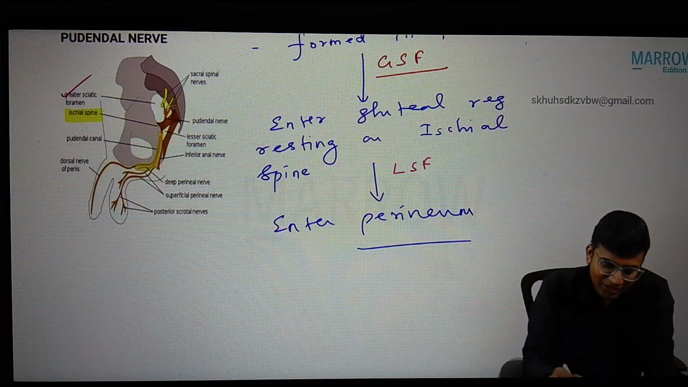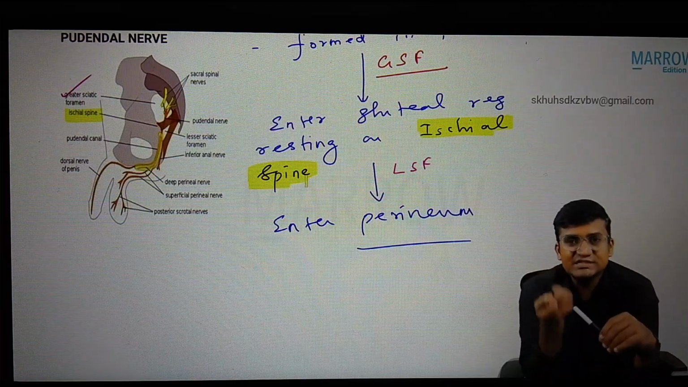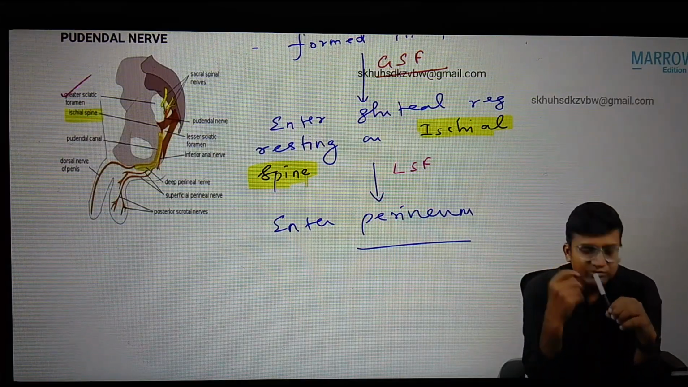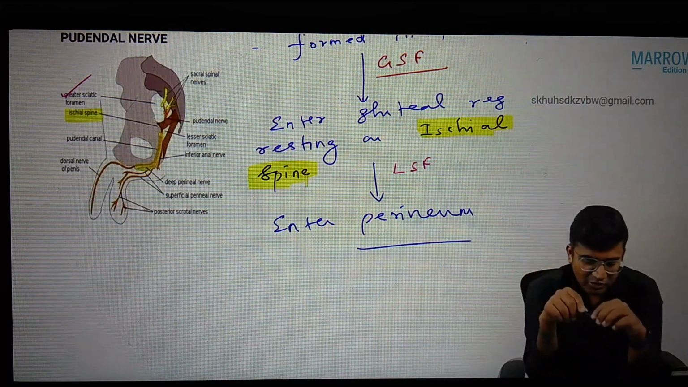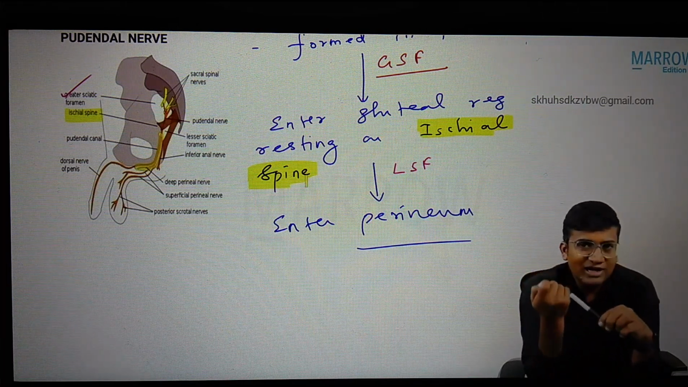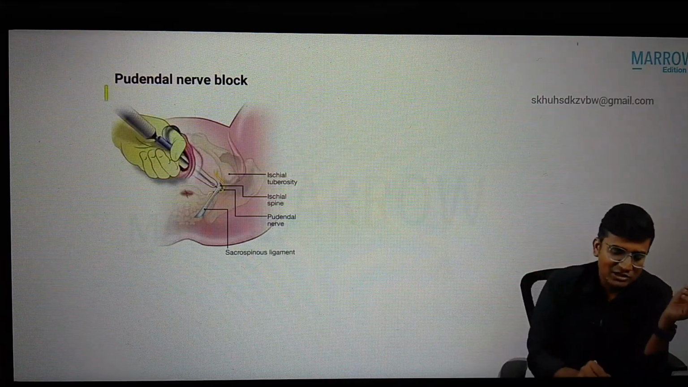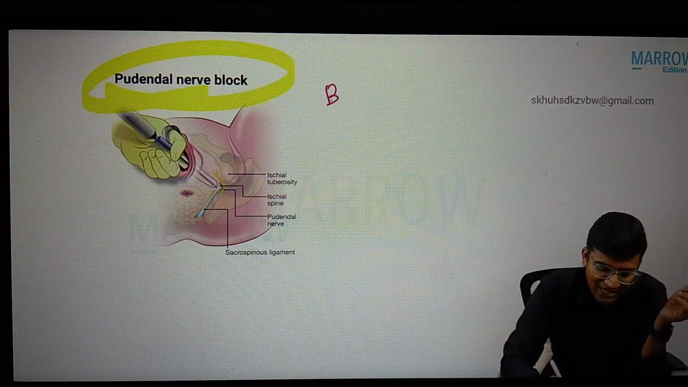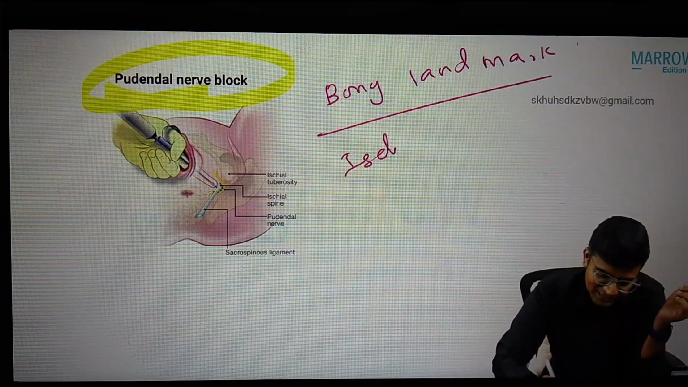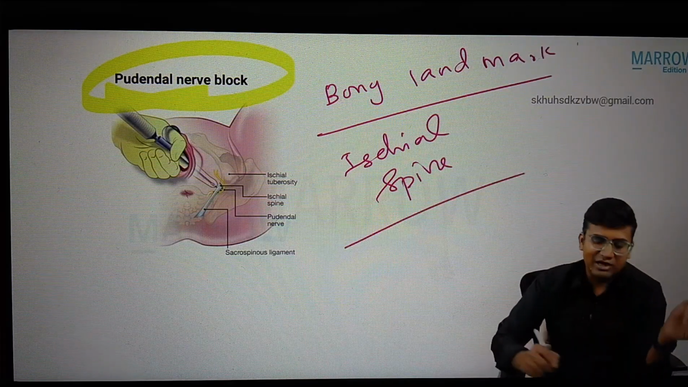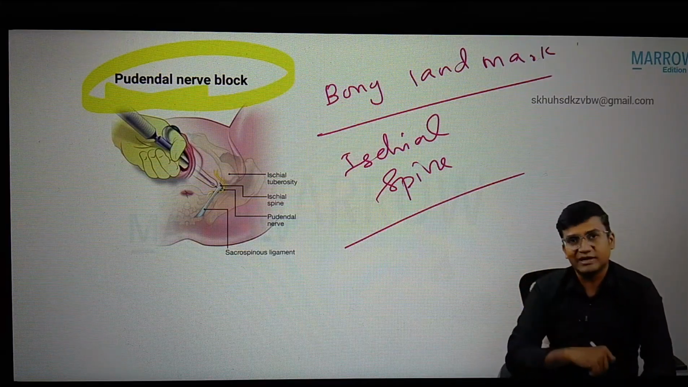Now, an important point is that the pudendal nerve is resting on one bony prominence. What bone? Ischial spine. So, if you are doing some procedures in the perineum and want to give a pudendal nerve block, which bony landmark do you use? Very good, the ischial spine. See the diagram. The ischial spine is the bony landmark we use to give the pudendal nerve block, because the nerve is resting on the ischial spine.